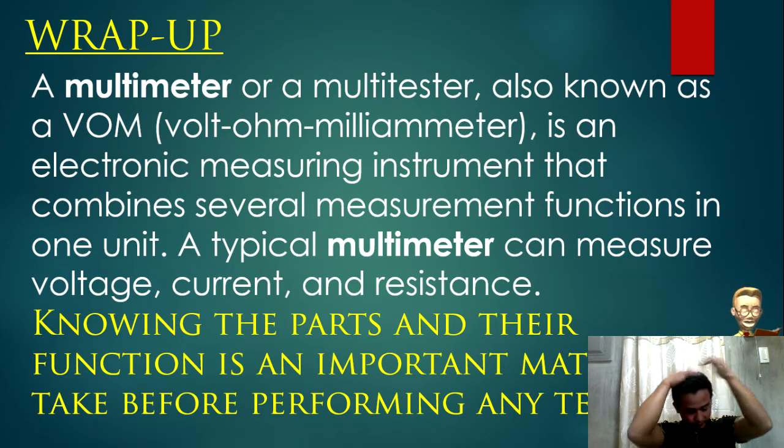Now, let's do the wrap-up. A multimeter or a multitester, also known as a VOM, volt-ohm-milliammeter, is an electronic measuring instrument that combines several measurement functions in one unit. A typical multimeter can measure voltage, current, and resistance. Knowing the parts and their function is an important matter to take before performing any test.